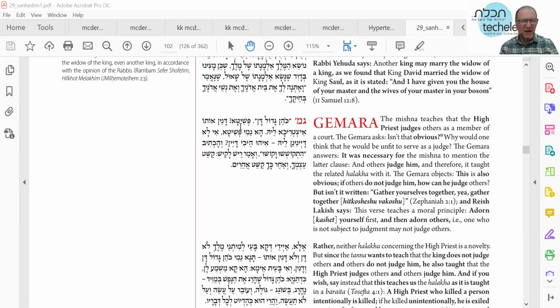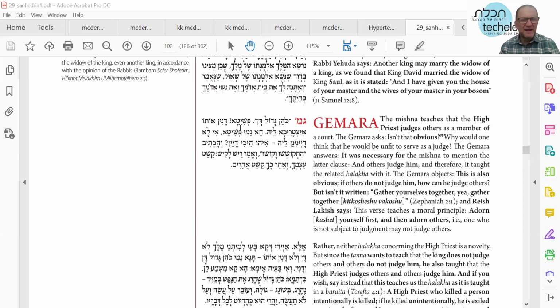And the Gemarah says, pshita. The modern Hebrew word pashut. What does that mean? Simply. Simple. Yeah, it's simple. Pshita here in Gemarah language means that's obvious. So it's obvious that a Kohen Gadol can judge.